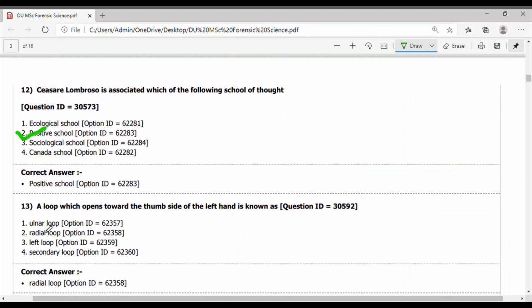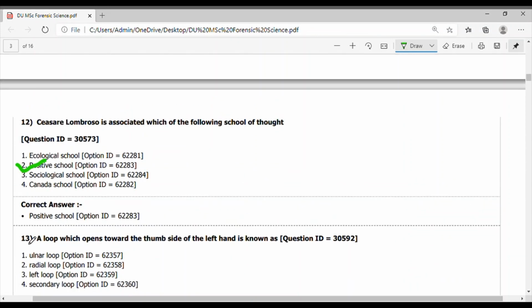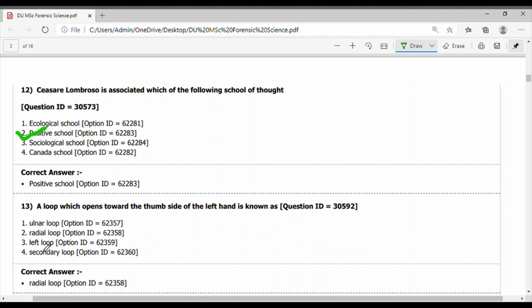Question 13. A loop which opens towards the thumb side of the left hand is also known as the radial loop, because it is opening towards the thumb side of the left hand, so it is the radial loop.